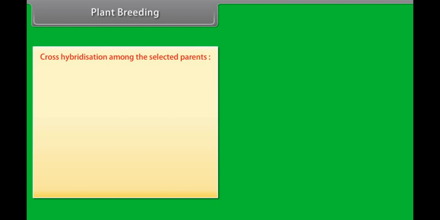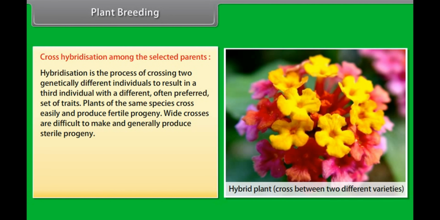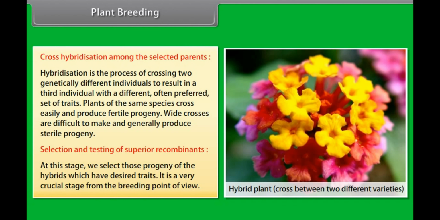Cross hybridization among the selected parents. Hybridization is the process of crossing two genetically different individuals to result in a third individual with a different, often preferred set of traits. Plants of the same species cross easily and produce fertile progeny. Wide crosses are difficult to make and generally produce sterile progeny. Selection and testing of superior recombinants. At this stage, we select those progeny of the hybrids which have desired traits. It is a very crucial stage from the breeding point of view.